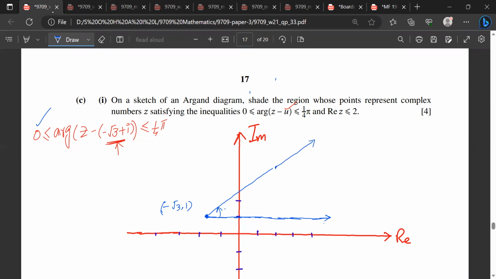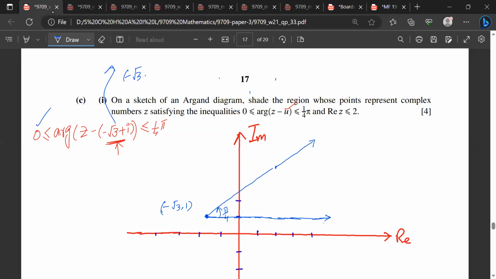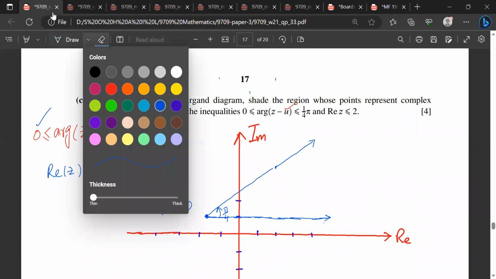This angle is pi by 4. So greater than or equal to 0, less than or equal to pi over 4, with the end point -3, 1. So in between this. The second is real part of z is equal to 2. Real part of z is less than or equal to 2.